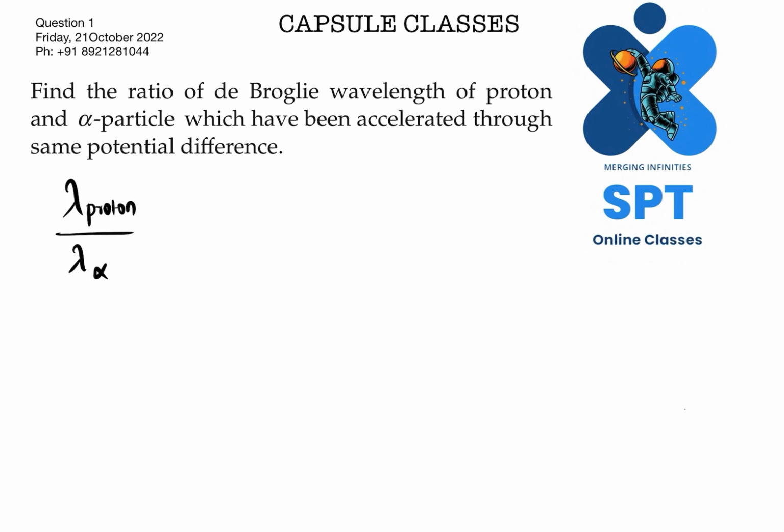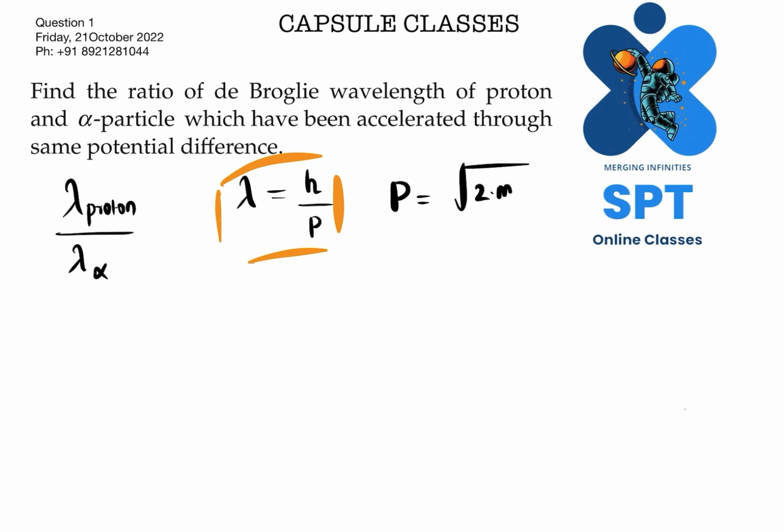Now, what is de Broglie wavelength? De Broglie wavelength is nothing but lambda equal to h by p. So this is one formula that we should not forget. Lambda equal to h by p. What does p stand for? P stands for momentum and h stands for Planck's constant. And momentum p is equal to square root of 2 times mass times energy, root 2mE, where E is equal to charge times potential.